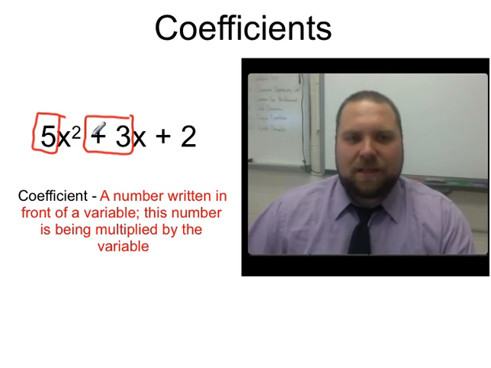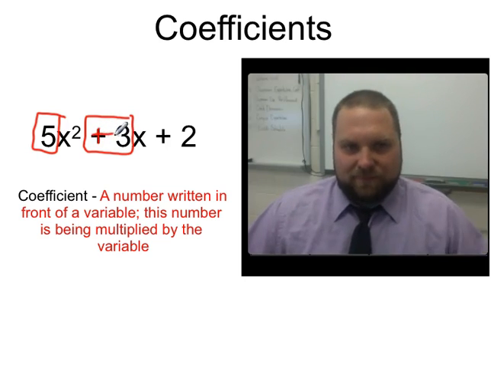Now I included the plus sign with this 3 because when we're looking at the coefficient, the sign of the coefficient is whatever's in front of it. So this is a positive 3x. Were this a minus sign, we would consider the coefficient to be negative 3.